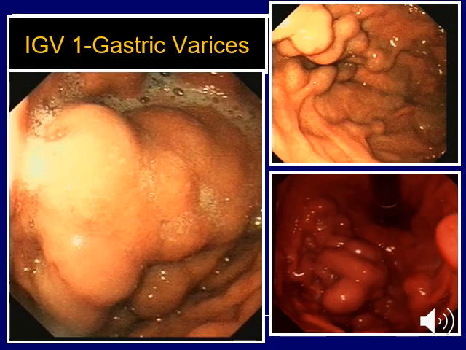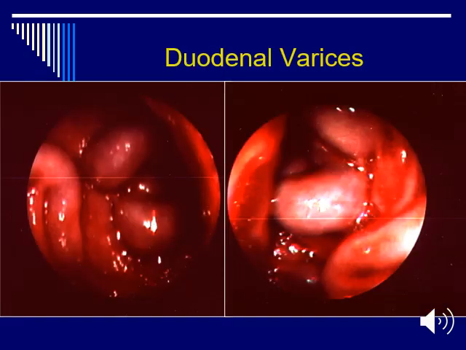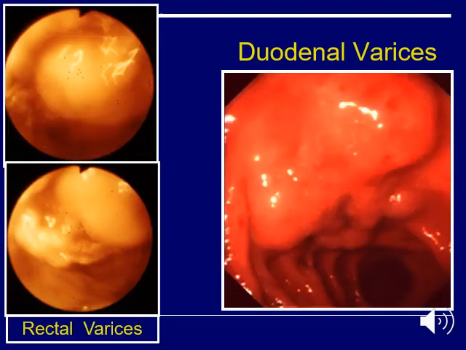So this is a sort of phenotypic presentation for GOV, IGV 1, 2, and then others. This is the large gastric varices, you can see. This is the linear type. This is large gastric, as you can see. Isolated gastric varices 1. And this is isolated gastric varices 2 in the antrum. Also, you can see it in the duodenum, or rarely, this is duodenum also, and this is in the rectum.